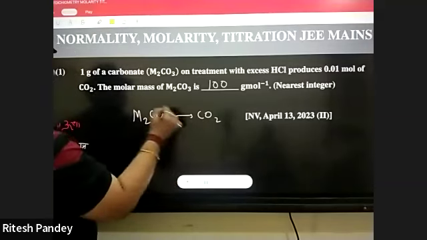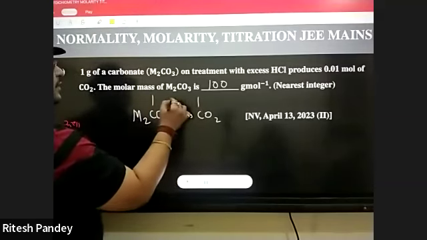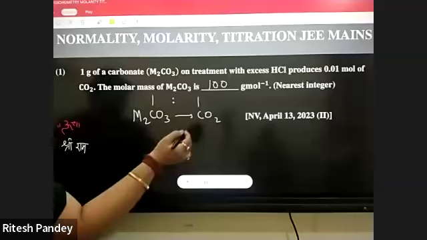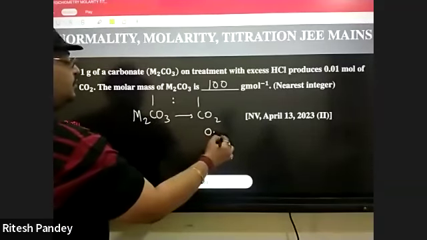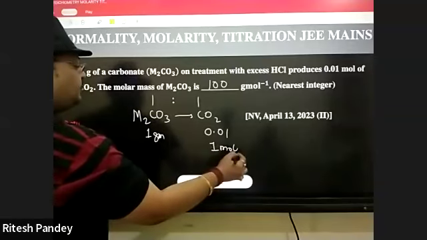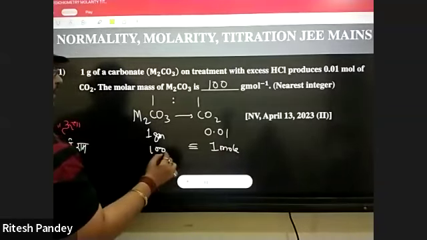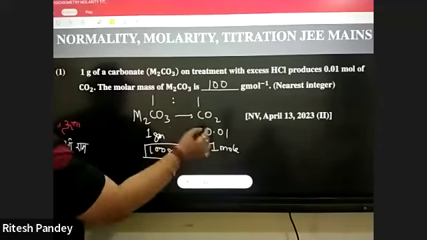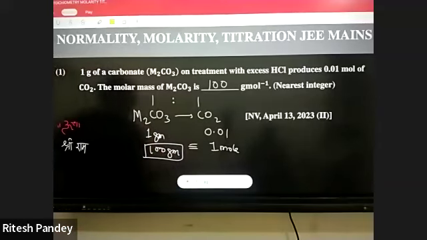So Na2CO3 giving you carbon dioxide, the molar ratio is naturally 1:1. So 0.01 mole coming from 1 gram. Naturally, 1 mole will come out of 100 grams. Now, because the molar ratio is 1:1, 1 mole is 100 grams, so 100 is the right answer.